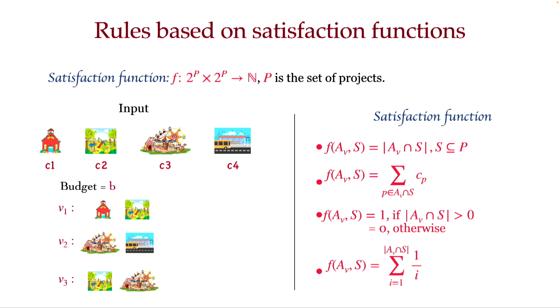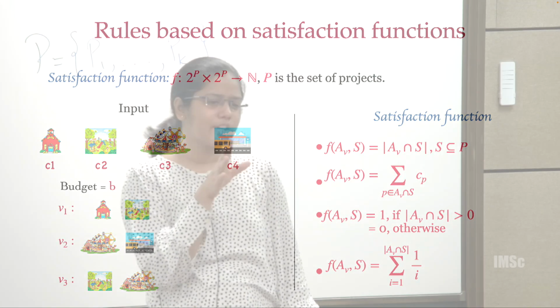This is another one: look at the set of projects of your choice that are funded, but it is not like you get the same from everything. Let us say 2 items of your choice are funded. Then for one item you get 1, from another item you get half. So it is 1 plus half. If you fund 3, it is 1 plus half plus 1 by 3. And similarly, you can define several notions.